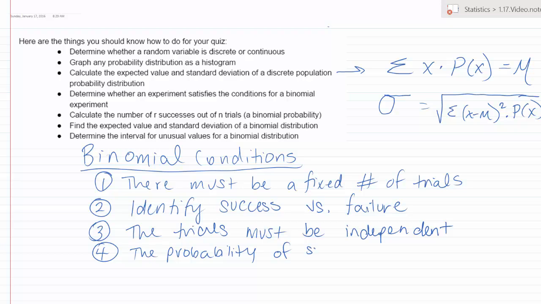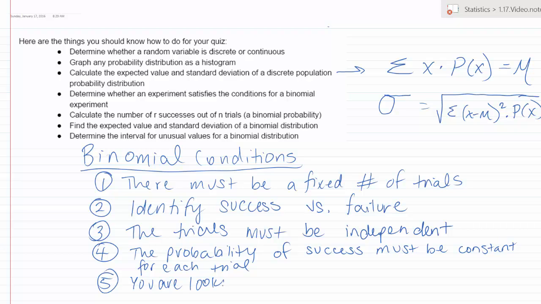The fourth condition is that the probability of success must be constant, so it has to be the same for every trial. And then the fifth condition is that you're looking for the probability of R successes out of N trials. So R is the number of successes that you want to see, and N is the total number of trials that you have.